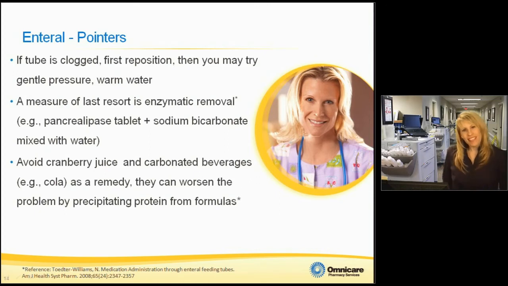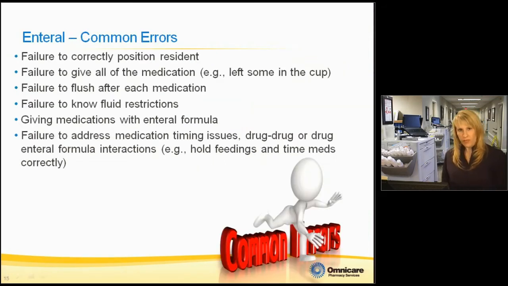These home remedies, I guess you could call them, like cranberry juice or carbonated beverages like cola, seem like a good idea. You know, because cola supposedly can eat the rust off hubcaps, I'm not sure. But it's actually a bad idea. They can actually make things worse because they'll precipitate proteins out from formulas or different cations out from formulas that can further clog the tube.